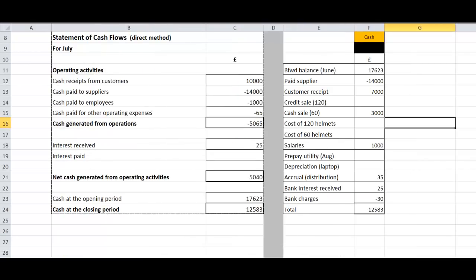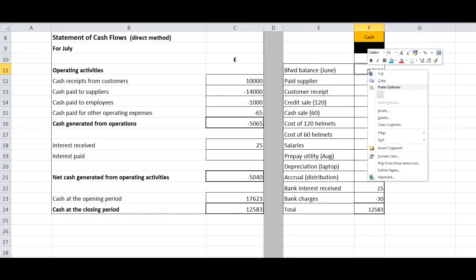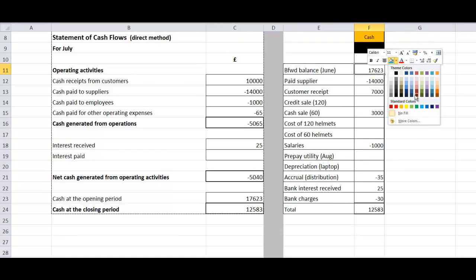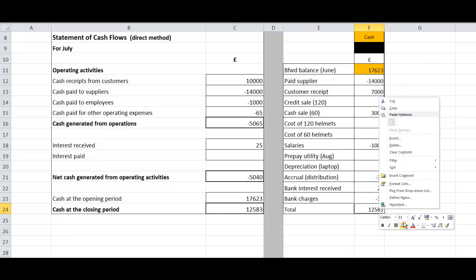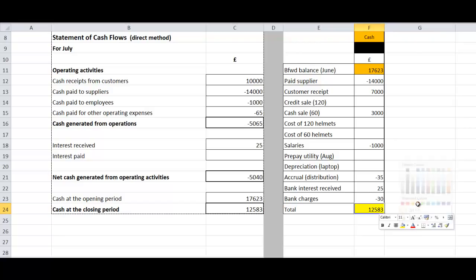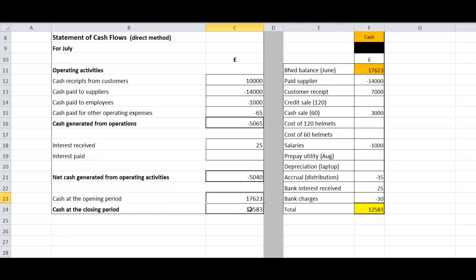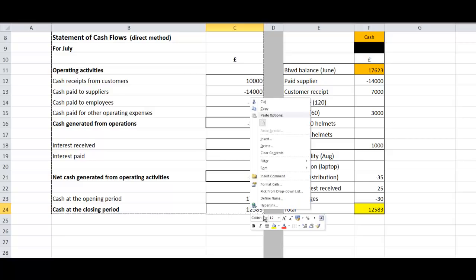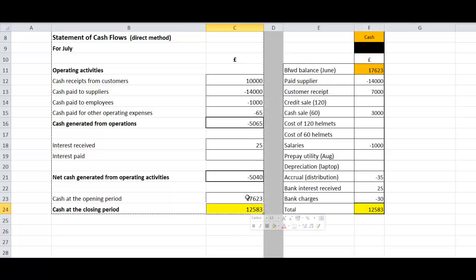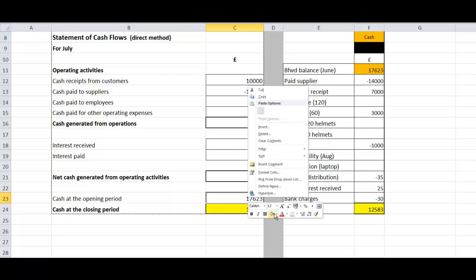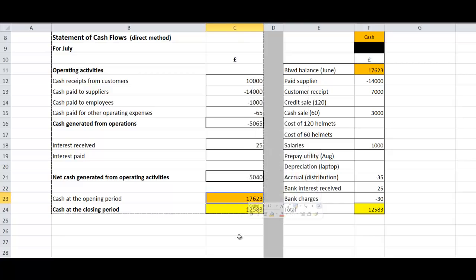And finally, we have the statement of cash flows. First of all, you'll see that we have our opening balance from our workings from the worksheet. Then we've got our closing balance from our worksheet. Both of these items will be included on our statement of cash flows. There is our closing period figure, and we've also got our opening figure to start our process off.